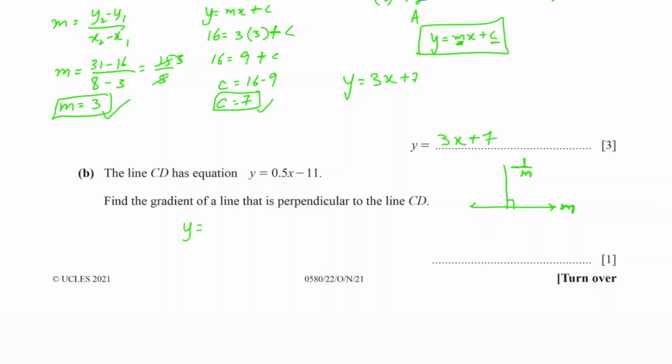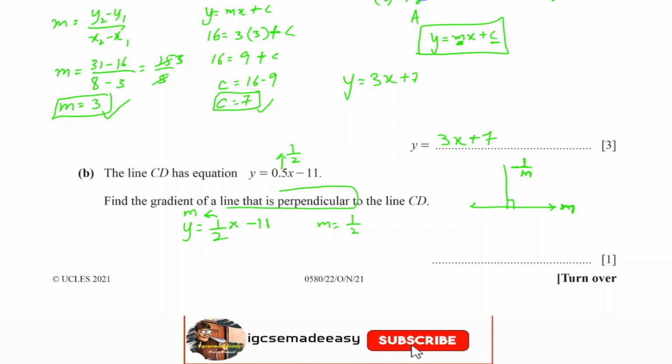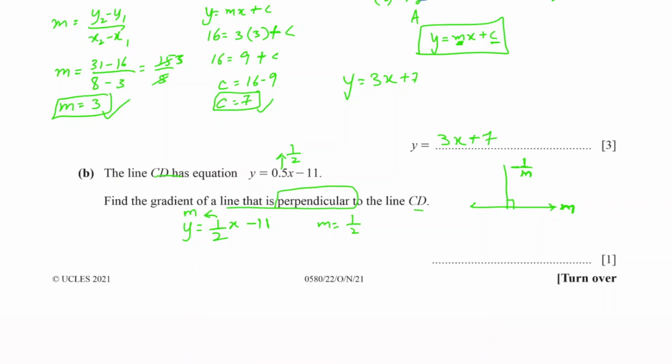One of the equations is already given, that is y equals 1 by 2 x minus 11. 0.5 can be written as 1 by 2, right? This is the equation that is already given, and this is the value of m. So m is, for this case, 1 by 2. As I told you, if you want the gradient of the line perpendicular to the line CD, this is m1, so m2 will be equal to what? The negative of the reciprocal. The reciprocal of 1 by 2 is 2. Reciprocal means 2 will go up and 1 will come down. So the reciprocal is 2 and negative of that, so the answer is minus 2.